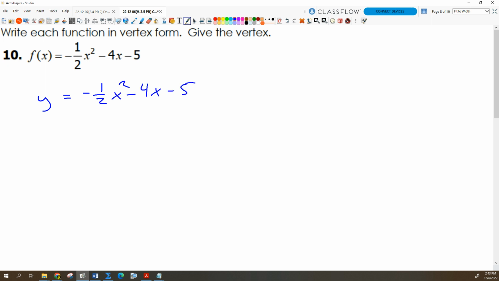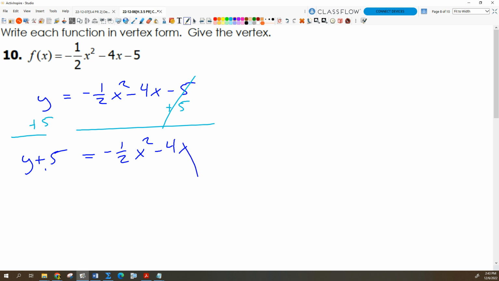Okay, now what? What's next? Okay, I got to add 5. Good, I got to get rid of that term. So we could add 5 to both sides. Those guys cancel. So I get y plus 5 equals -1/2 x squared minus 4x.